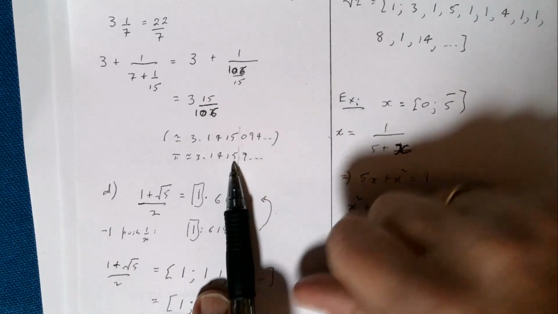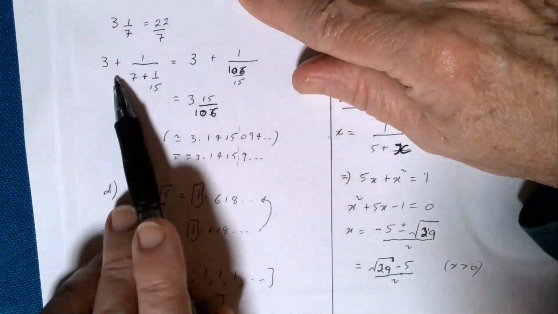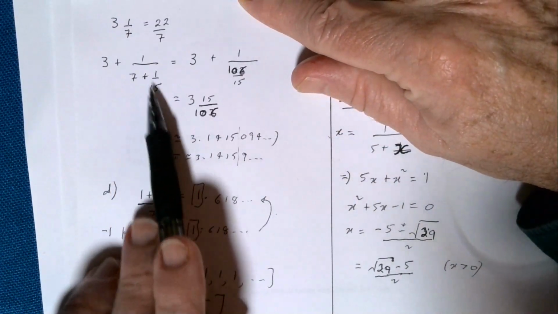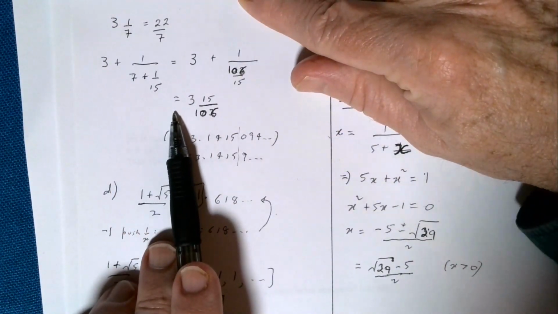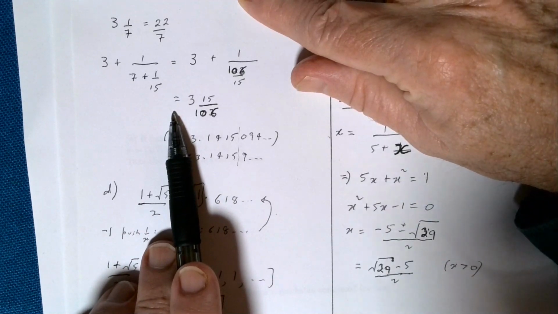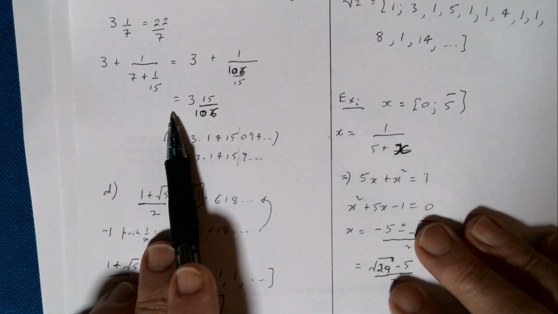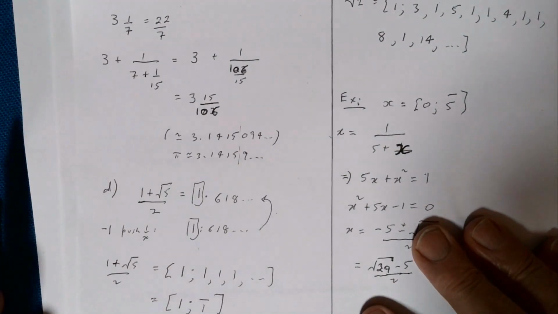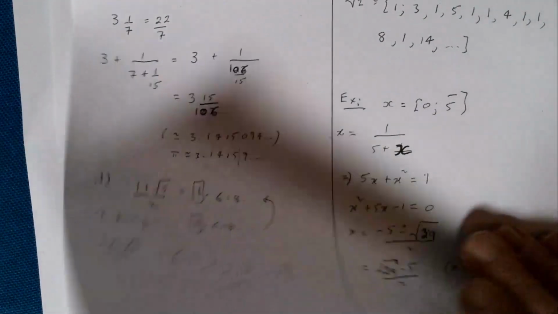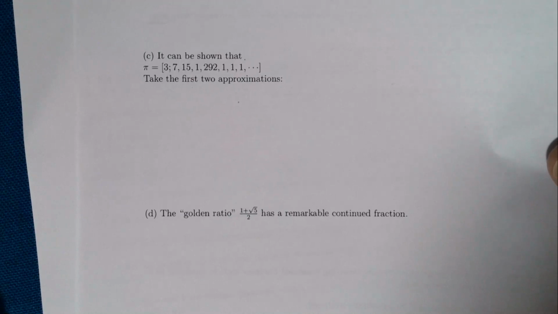Well, if you want to do another one, I'll leave you to do 3 plus 1 over 7 plus 1 over 15 plus 1 over 1. And you'll get another approximation to pi, which I think is the one that Archimedes got. Not by using this method, of course. The other example, so that was part C here.